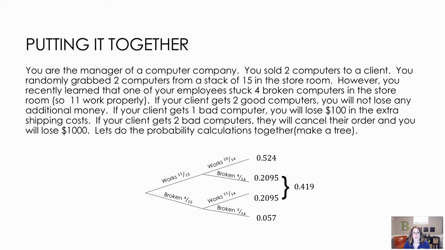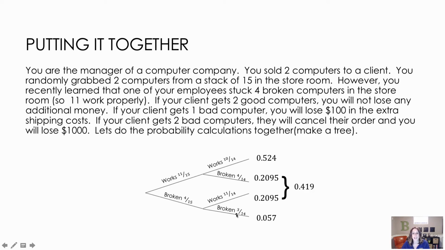So first thing we would do is, of course, make a tree diagram. Now this tree diagram helps us to find all of the probabilities, so the first one works or is broken, the second one works or is broken. And again, notice that the second time around there's 14 computers instead of 15 because it's conditional.